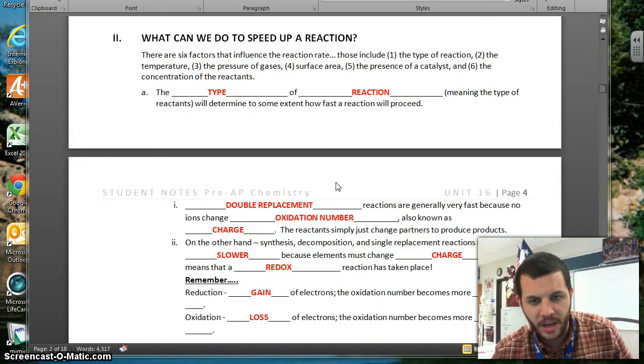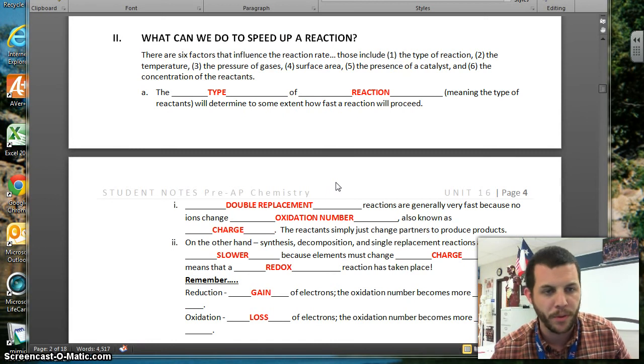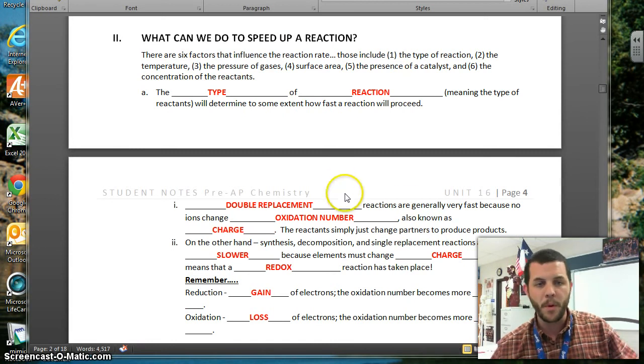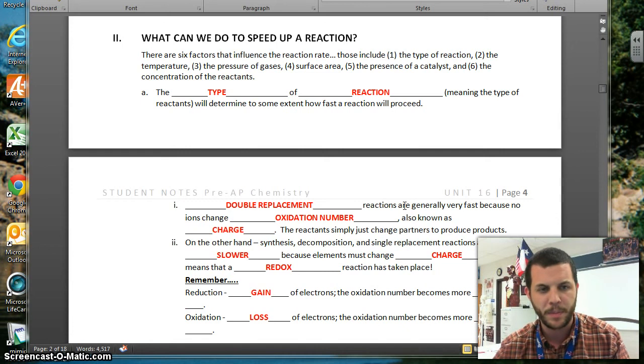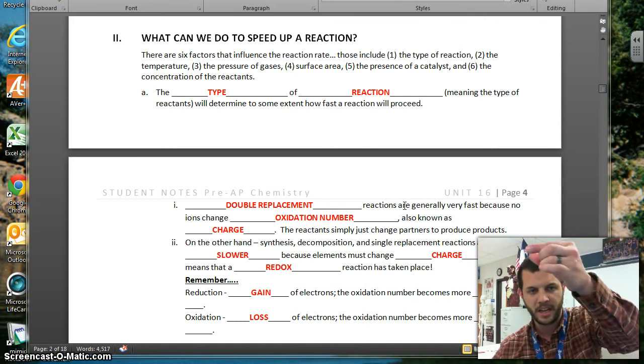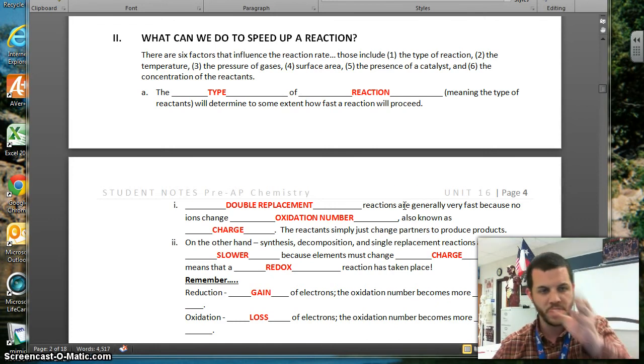What, my friends, can we do to speed up a reaction? Well, there are multiple things that we can do. Number one, the first thing that leads to how fast a reaction is going to go is the type of the reaction. We're going to spend a little bit of time on this one. We know that if I take a drop of one thing and a drop of another thing and they change colors real fast, that reaction went pretty quickly. That's generally going to be your double replacement reaction.